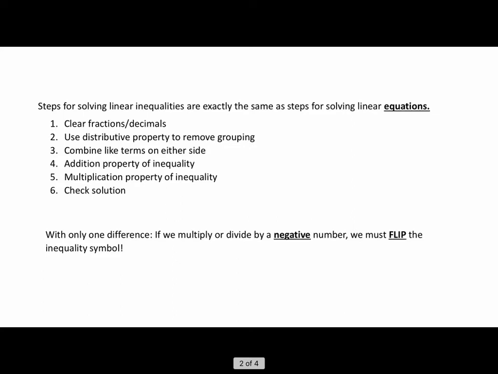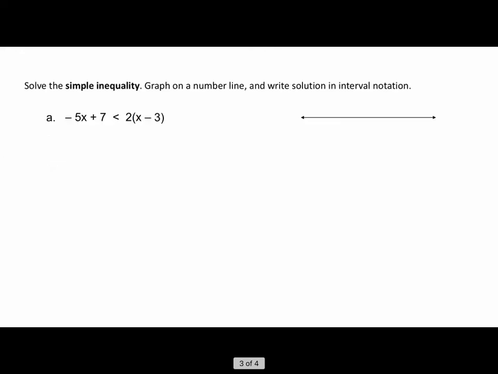There's one difference, though, for solving inequalities. And that is if you multiply or divide by a negative number, that's going to flip your whole statement over the other side. So that's going to flip the inequality symbol as well. Instead of going greater, now it'll be less. Or if it was less, now it's greater. It's going to flip that symbol if you multiply or divide by a negative number.